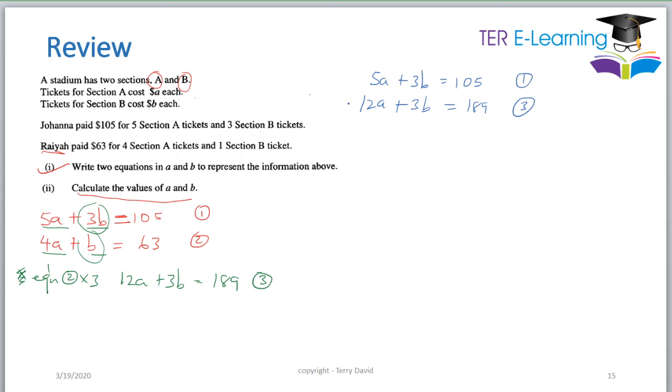So here's what I need to do. This method is called elimination method. So notice I have 3B in the first equation and I have 3B in the second equation. So what I can do, I can say third equation minus equation 1. Now you can do the subtraction the other way, but just to make your life easier, take the third equation and subtract equation 1. So I have 12A minus 5A, that is going to give me 7A, and 3B minus 3B gives me 0. And then I'm going to say 189 minus 105, and that gives me 84.